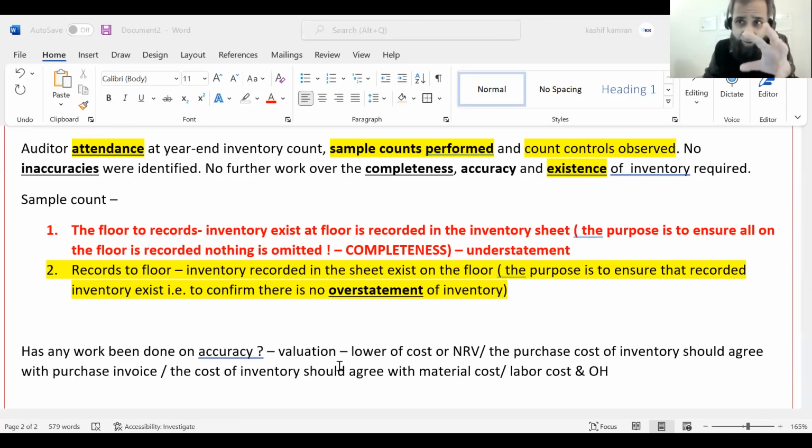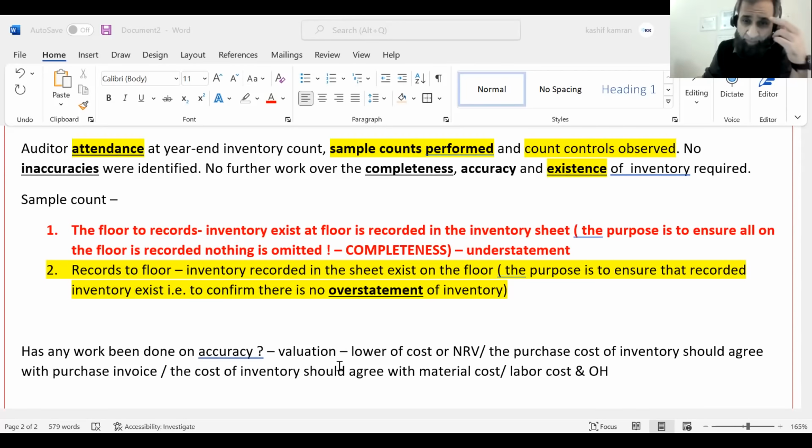So I think we have done something on existence by looking at the statement of the examiner. We have done something on the completeness, but I think something we missed out is accuracy. Do you agree with me or not? I think what we have missed out is accuracy. So is the conclusion of the auditor right that we have worked on accuracy? Has the auditor really worked on accuracy? I hope you're getting my question here.